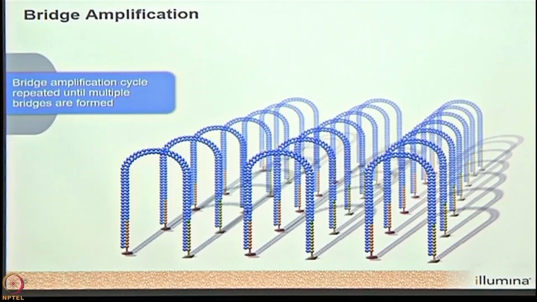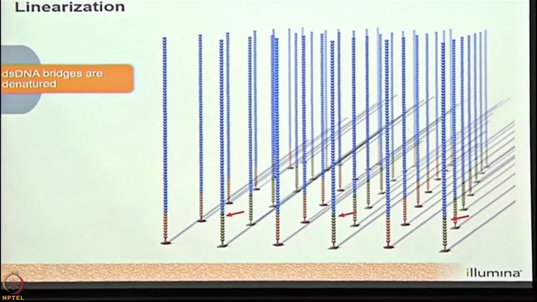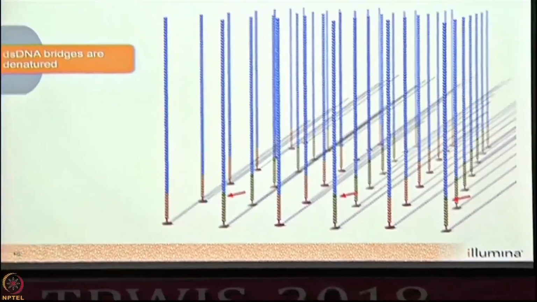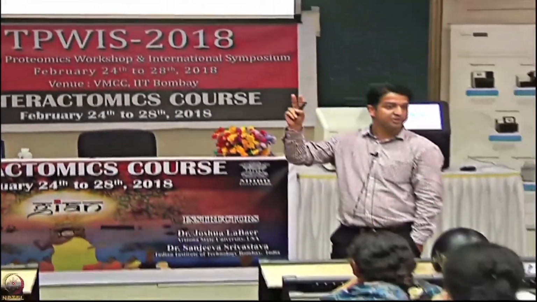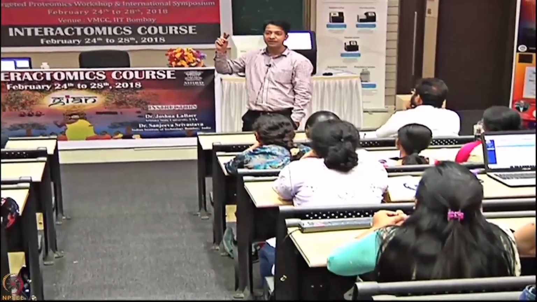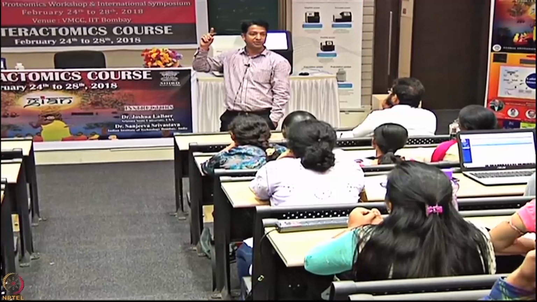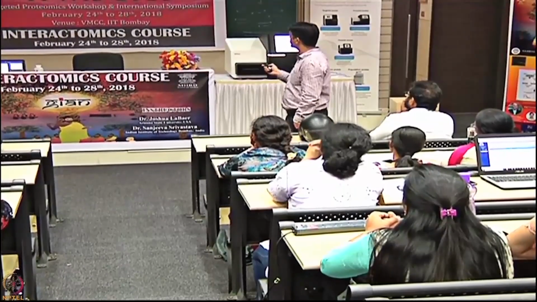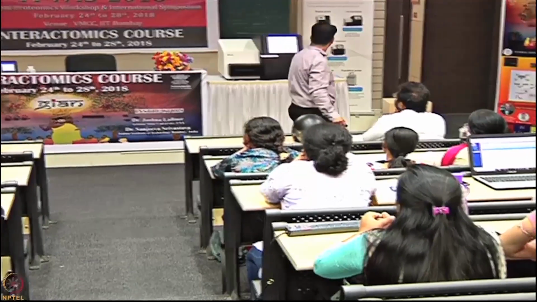Okay, so again we denature all the fragments. Essentially you can see it contains two strands. Which strands does it contain? Forward and reverse. Both strands it contains. So what we do is initially we cleave the reverse strand and we carry out the sequencing for the forward strand. Okay. So now on the flow cell you can see which strand is retained.